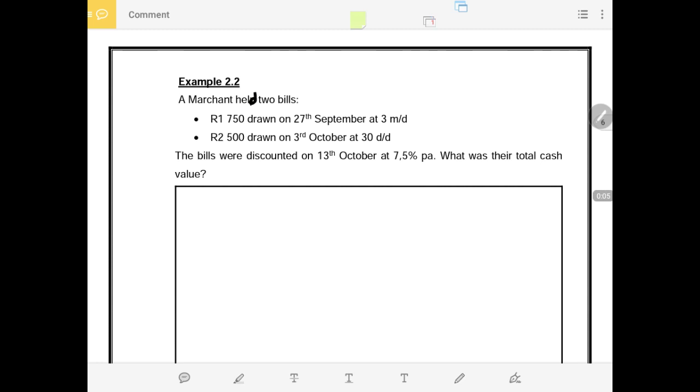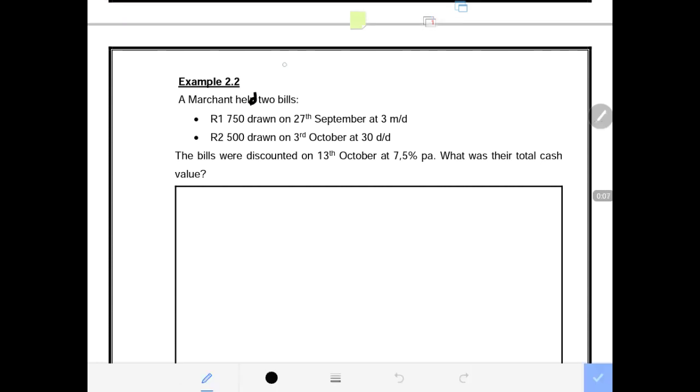Now we continue with the topic of bills of exchange. We started with the introduction and with some of the formulas. Now I will not be going back to the introduction, but I will highlight formulas that are very important for the continuation and your understanding of bills of exchange.